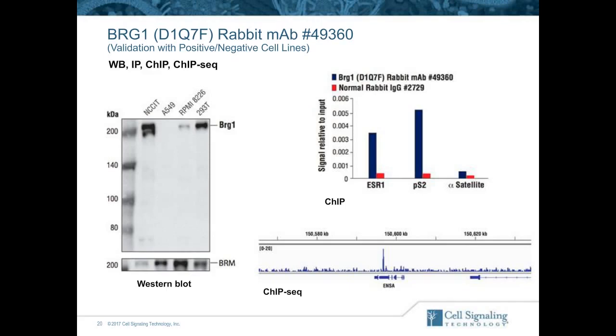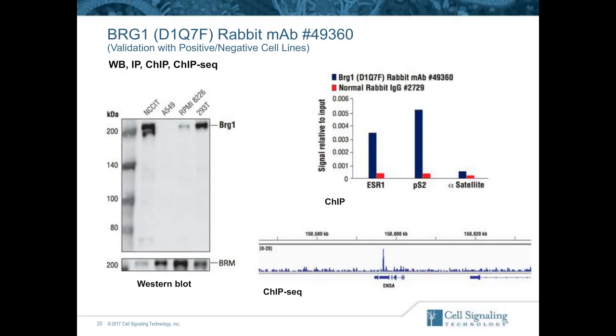On the left is shown a Western blot. Here we're looking at expression of BRG1 across a variety of different cell lines. These are whole cell lysates, and as you can see, this antibody really detects only a single band in these whole cell lysates.